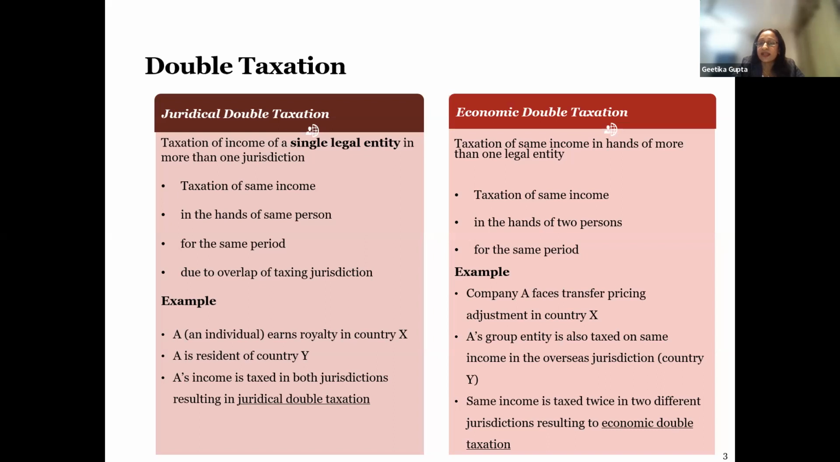An Indian company faces a transfer pricing adjustment by the transfer pricing officer in India. Now this Indian company's group entity is also taxed on the same income in the overseas jurisdiction. Now the same income is taxed twice in two jurisdictions, resulting in the concept of double taxation.